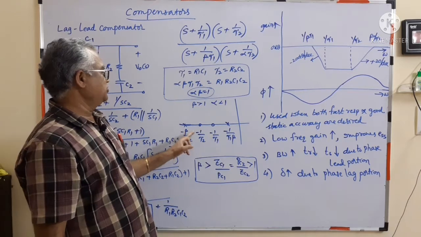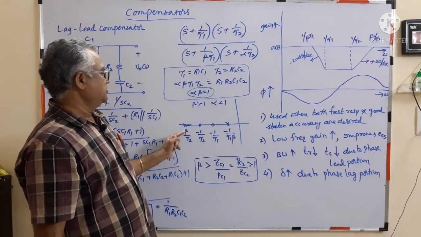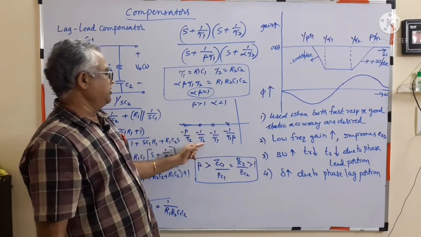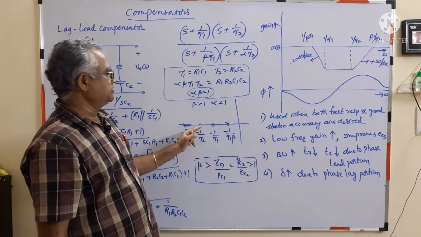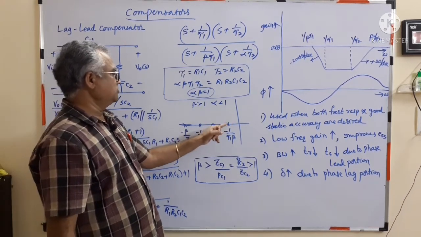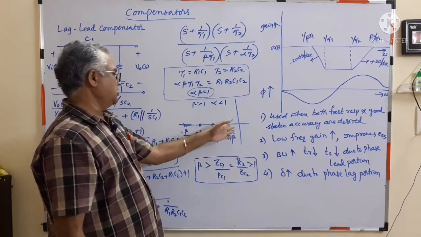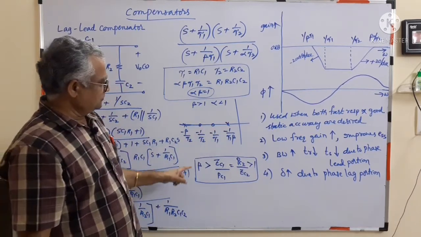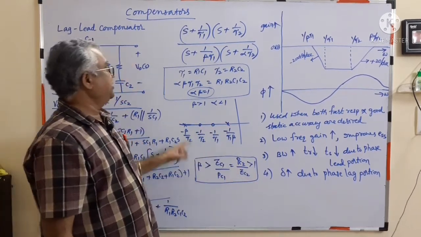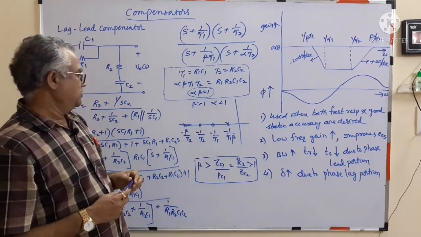Next, if you compare these two, beta is greater than 1, so beta by tau 2 is greater than 1 by tau 2. So this will come after this, and this will come after this. So pole, zero, zero, pole, in this order it will come. And this condition is also maintained. These are the equivalents.